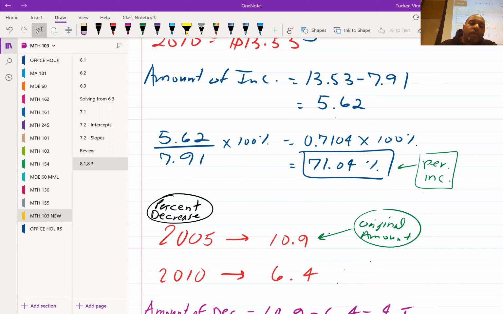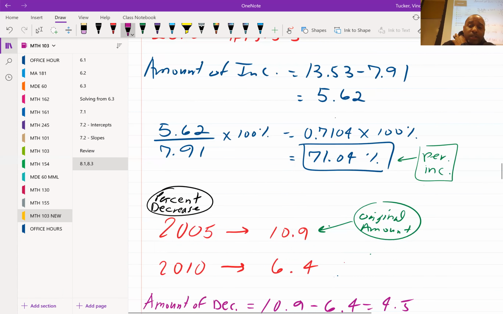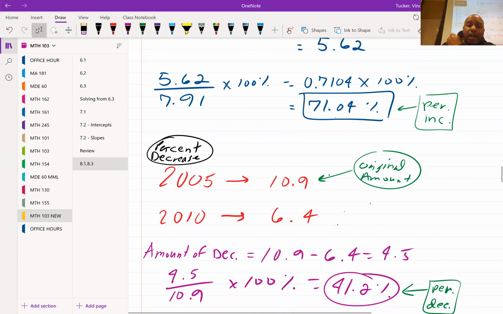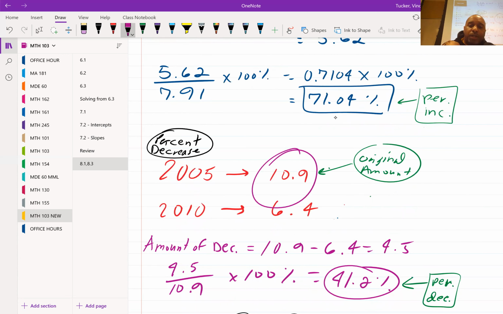All right, so if they ask us about percent decrease, and let's say it went down from 10.9 to 6.4, you're going to follow the same process, same procedure. You need to find the amount of decrease by subtracting the two values. That's 4.5. Then you divide by the original amount, which was 10.9. Multiply by 100, that'll give you 41.2%.